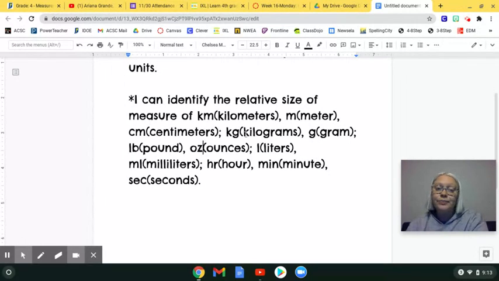I can identify the relative size of measures of kilometers and meters and centimeters and kilograms and grams, pounds and ounces, liters and milliliters, and hours, minutes, and seconds.